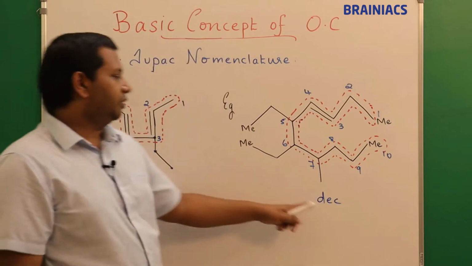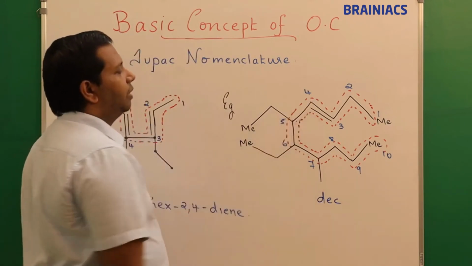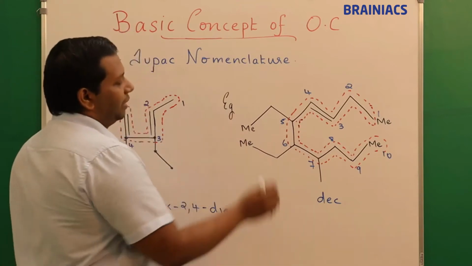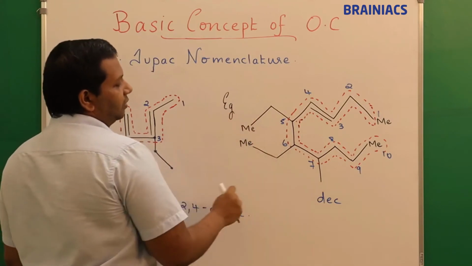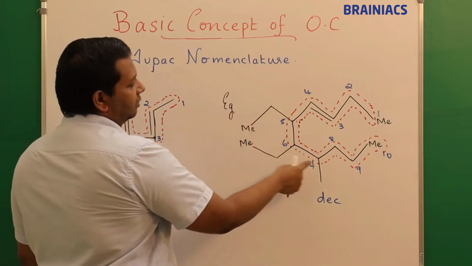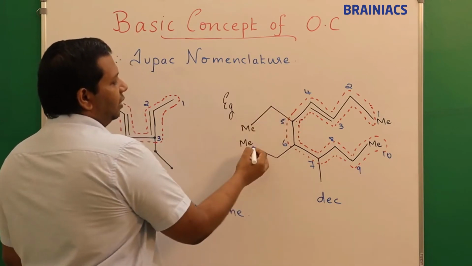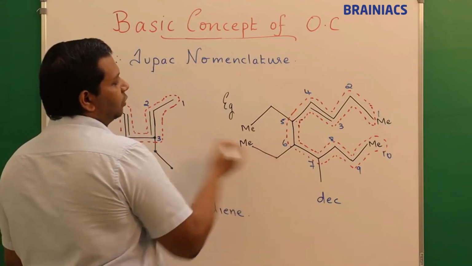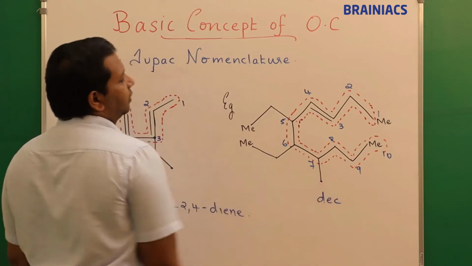10 carbon atoms means dec. Now there is no primary prefix, because it's not a cyclo compound. Now the secondary prefix is there. There are substituents at the 5th, 6th and 7th positions. At the 5th position you can see 2 carbon atoms, so it is ethyl. This is methyl, this is CH3, with this CH2. This is also ethyl, so 2 ethyl and 1 methyl are present.